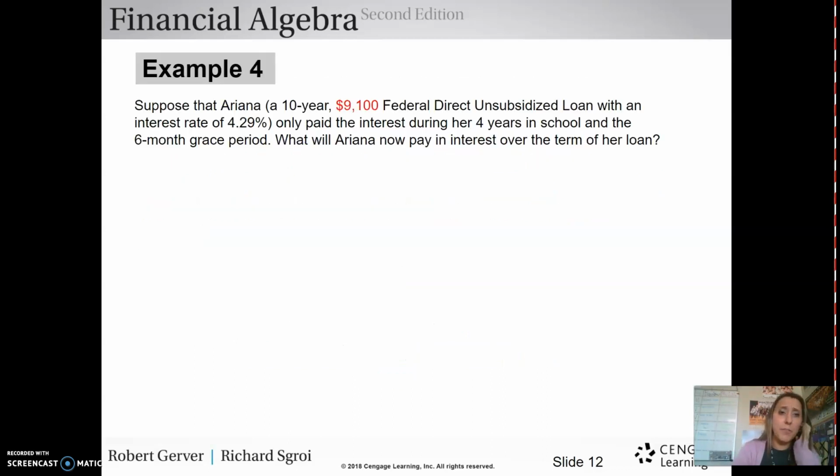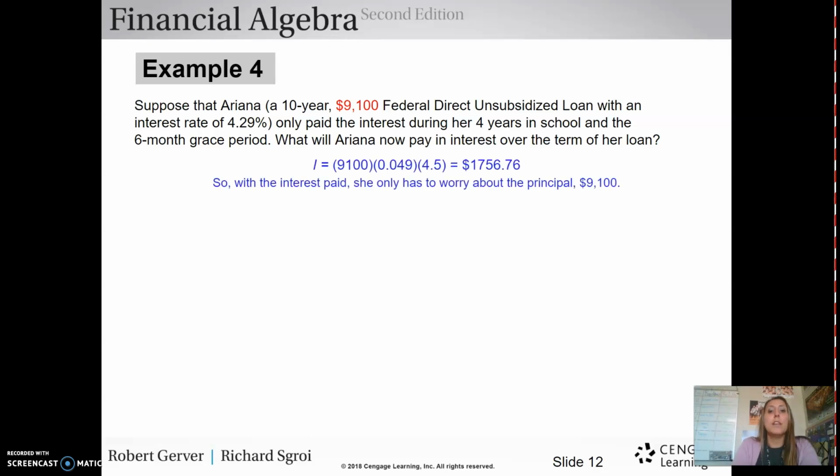Okay, so for example 4, Ariana's taking a 10-year, $9,100 federal direct unsubsidized loan with an interest rate of 4.29%. But she only paid the interest during her 4 years in school and that 6-month grace period. So let's talk about what she owes. If we figure that out, with the interest paid, she only still has to worry about the $9,100 when she graduates because she already paid the interest.